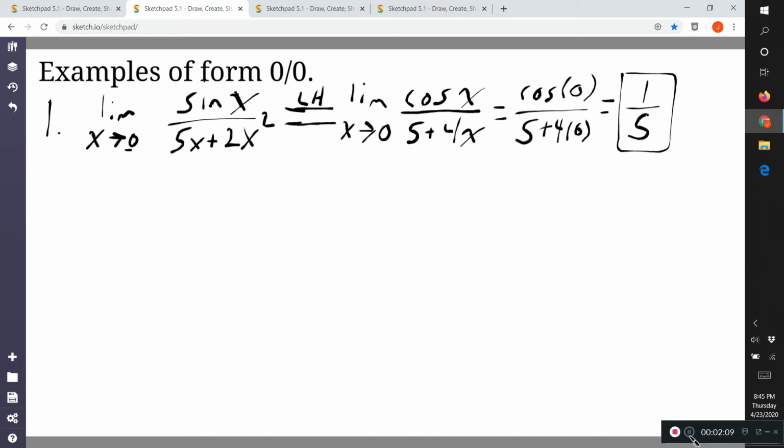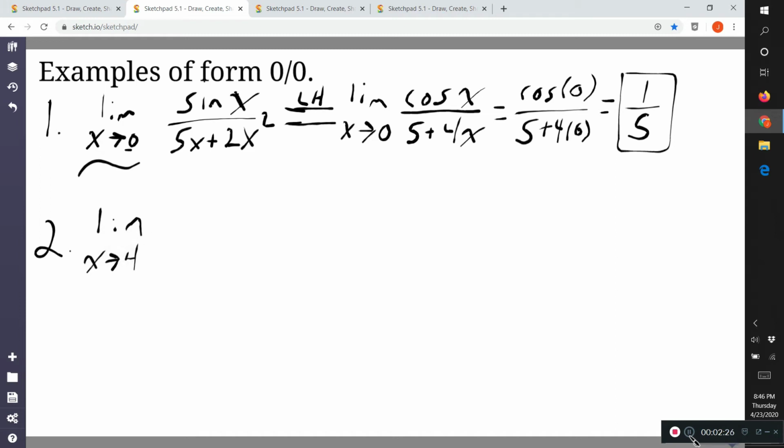All right, so example 2 here. One of the things that a lot of examples, in fact, most of the examples in our book do, is they use x going to 0, but it could be any value. So let's say we have the limit as x goes to 4.